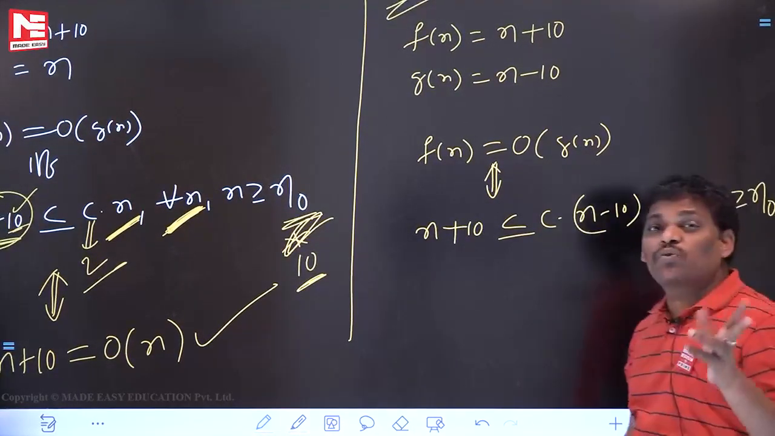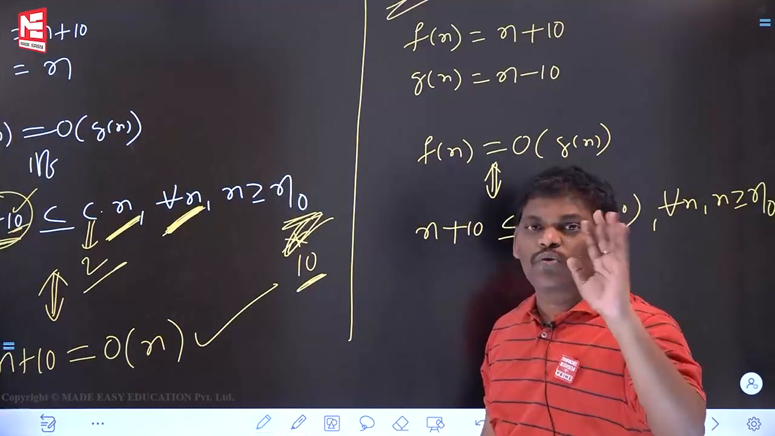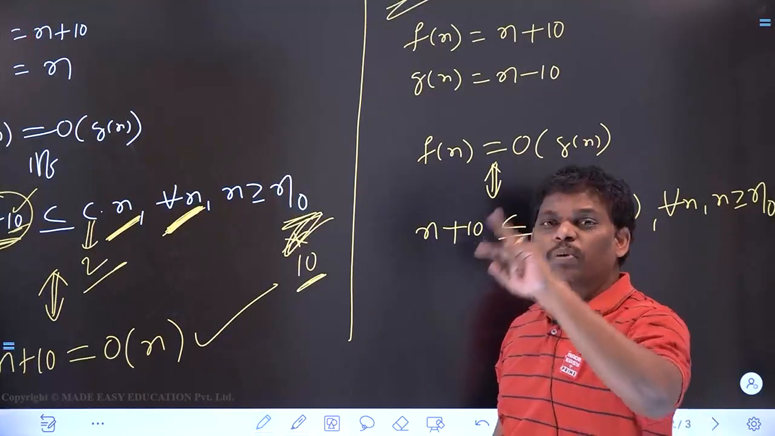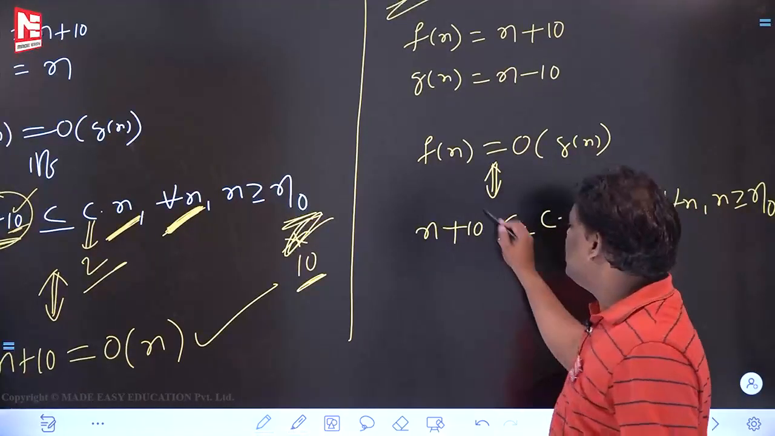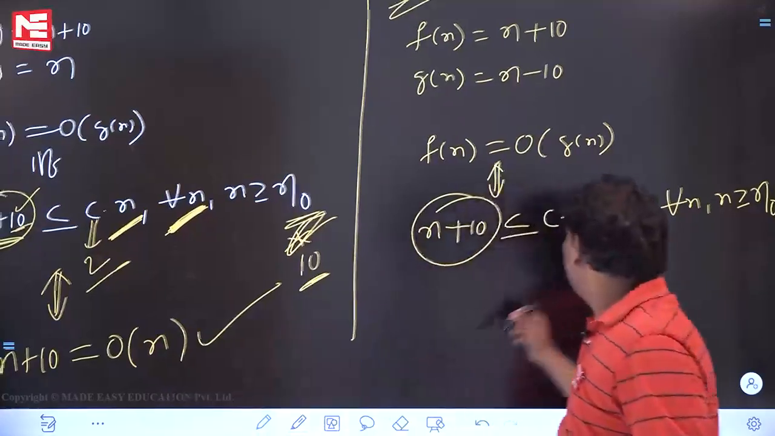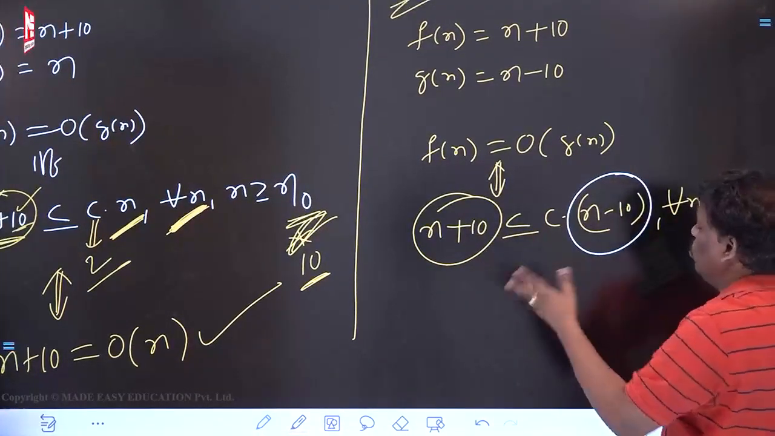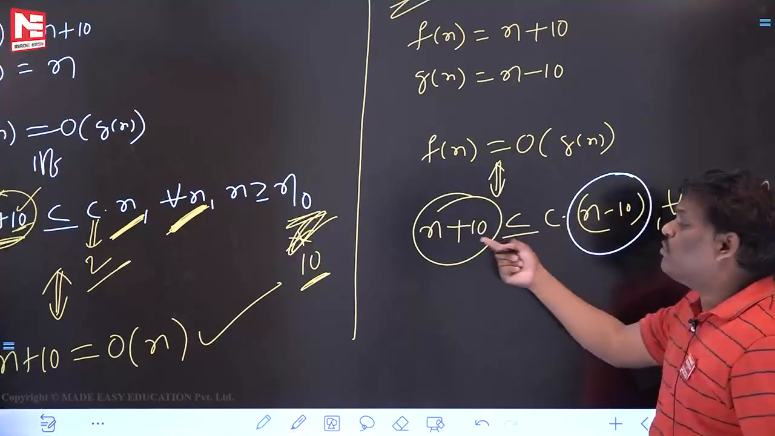Now one more thing I want to ask, what is the meaning of big O? Comparing left to right, right should be bigger or equal. Let's check here. Left is n plus 10, but right is n minus 10. You know very well, comparing left and right, left will be bigger.